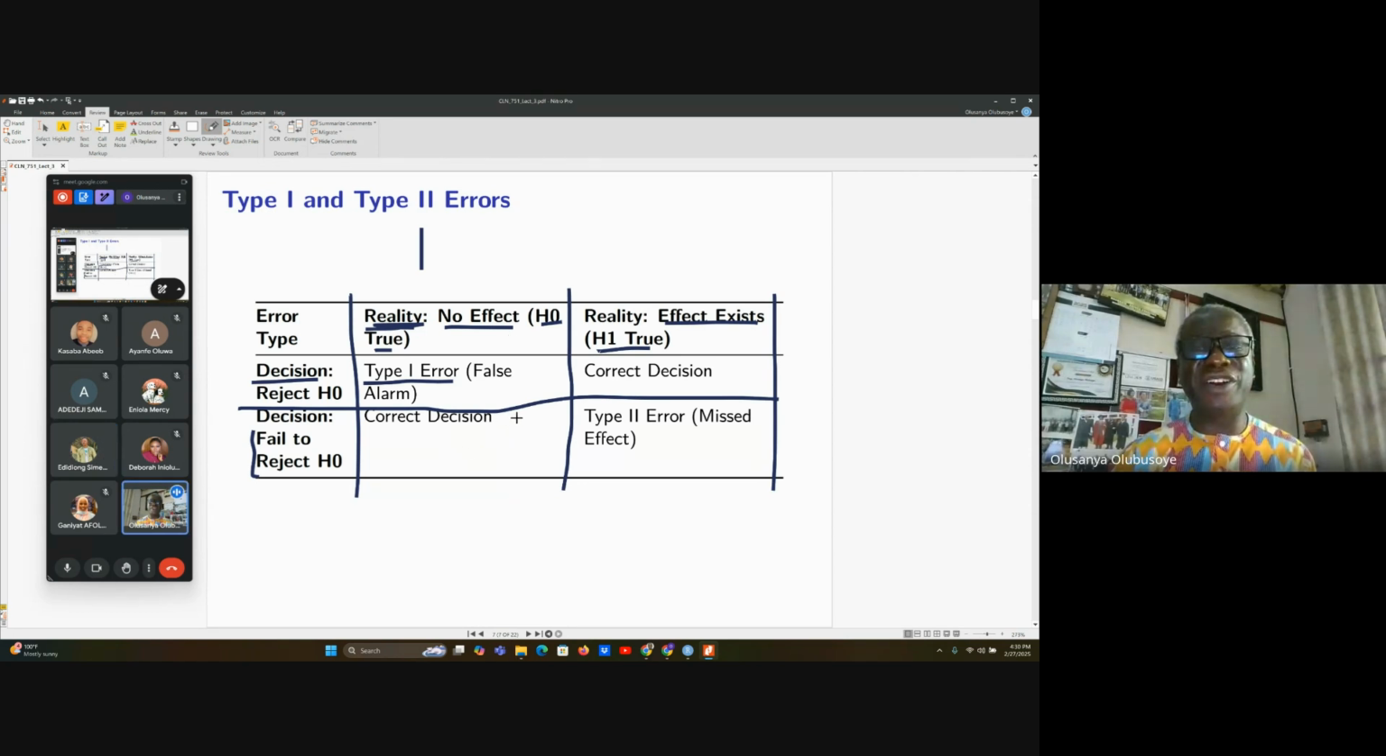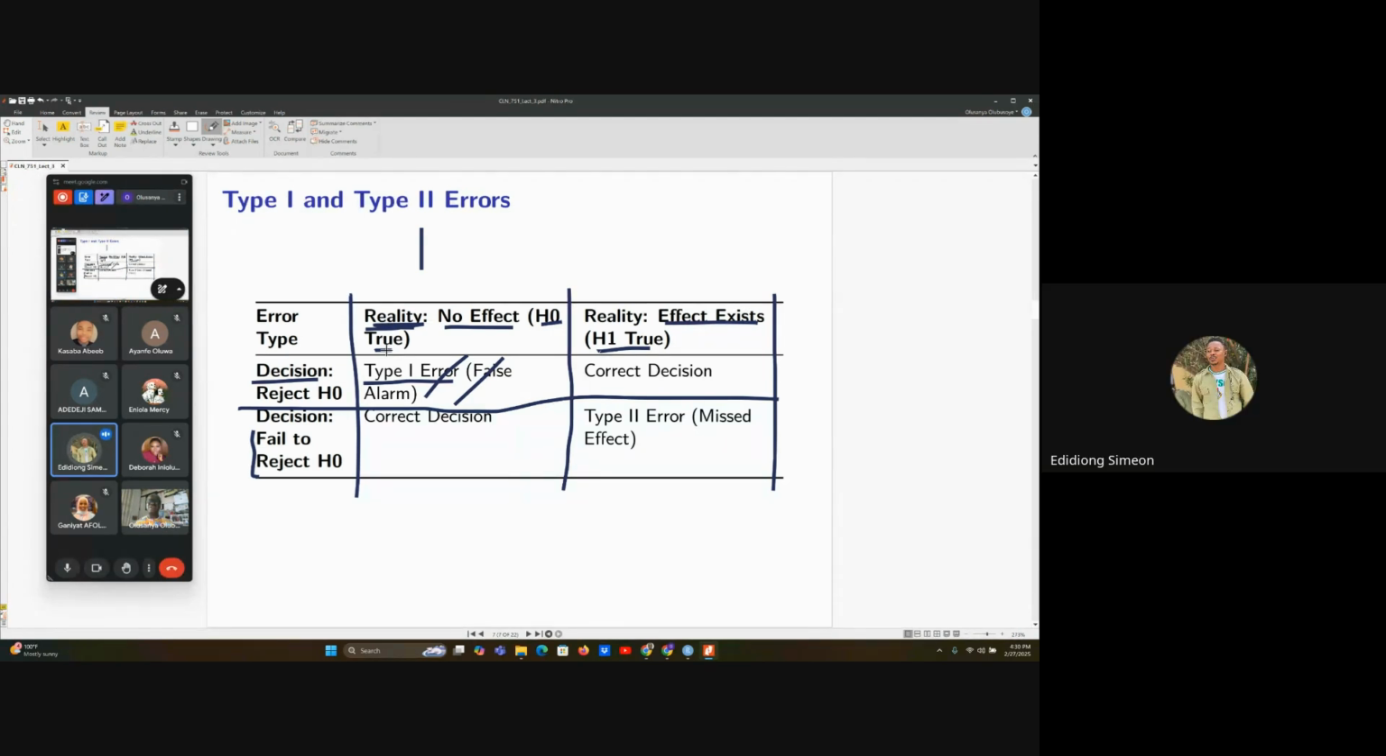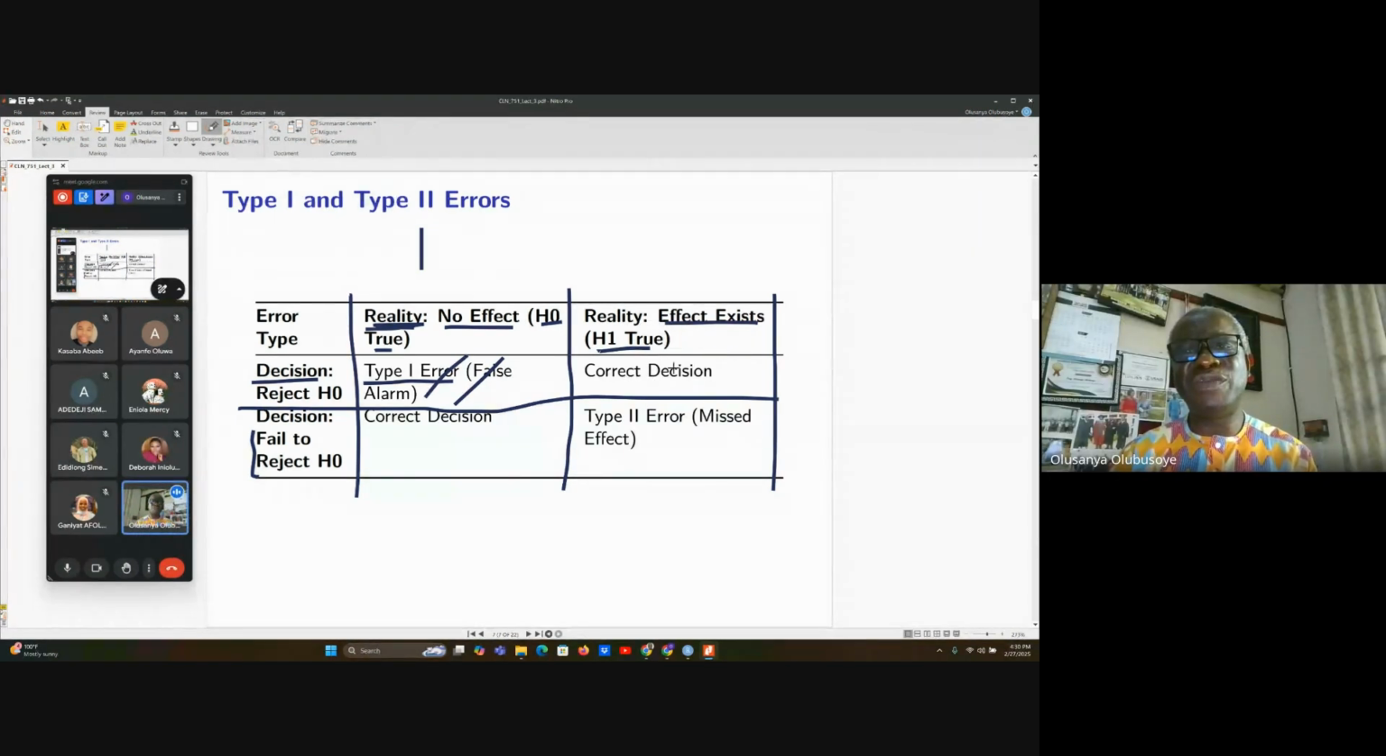So there is no error in this place. There is no error here, but we have an error there because we rejected the null when it is true. Yeah, that's right. Thank you, Prof. Now let's move to this side.